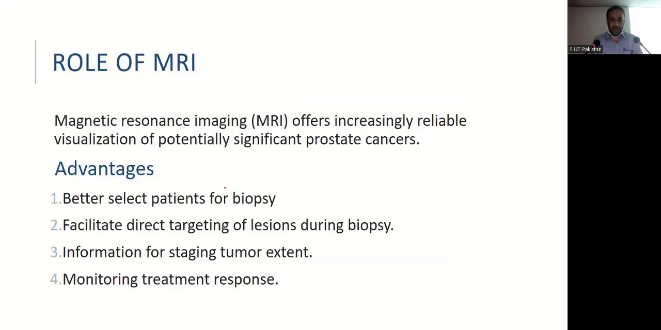So, the role of MRI. MRI offers increasingly reliable visualization of potentially significant prostate cancer. The advantages of MRI are to better select patients for biopsy, to facilitate direct targeting of lesions during biopsy, to provide information for staging tumor extent, and for monitoring treatment response.